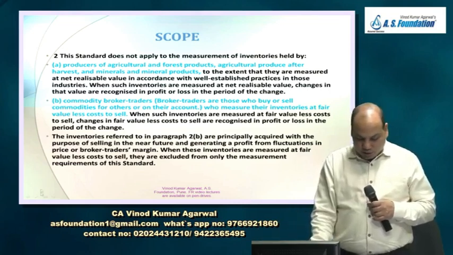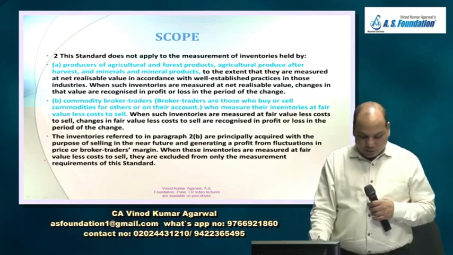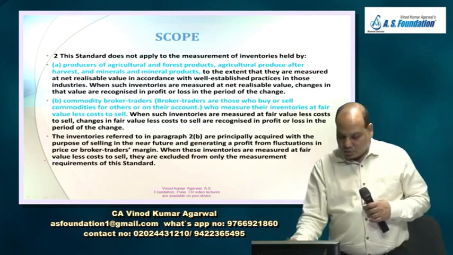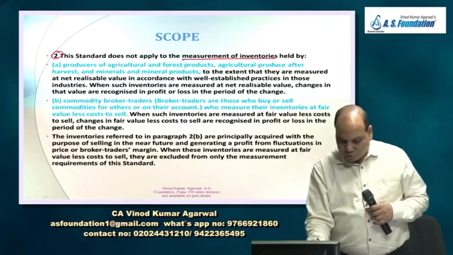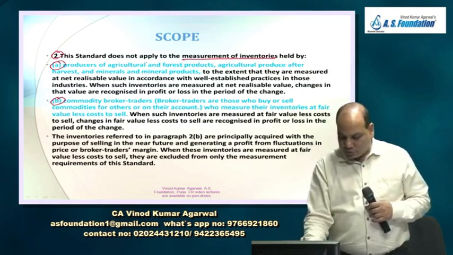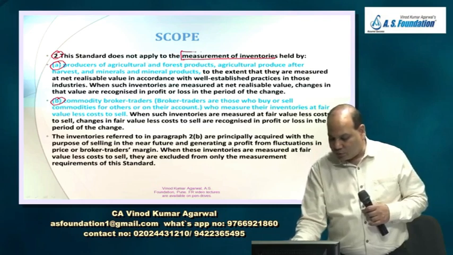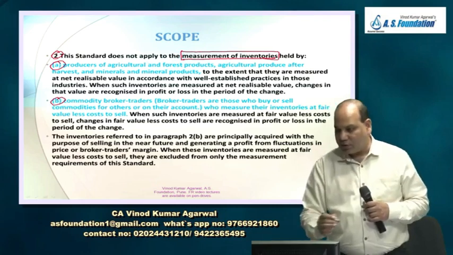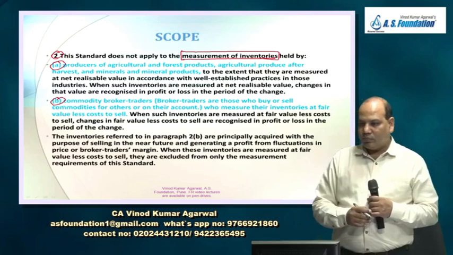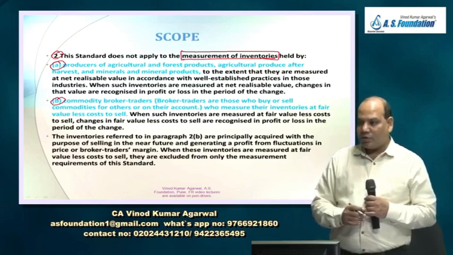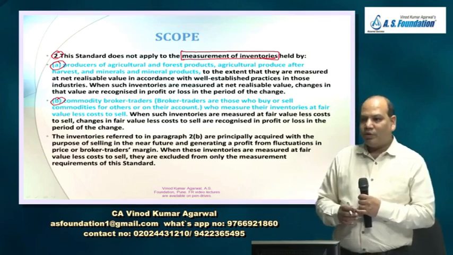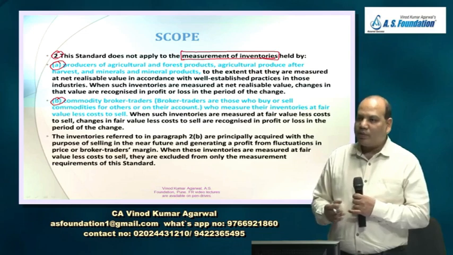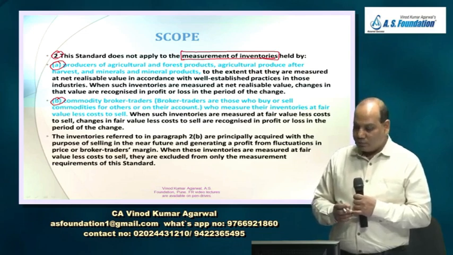Previous 2 points, 1A and 1B, were not applicable at all. But for the following two items, 2A and 2B, the standard is not applicable so far as measurement requirement is considered. Measurement, word underline. Measurement will not be done as per this standard, but the remaining requirements of the standard would apply. For example, disclosure requirement would apply.